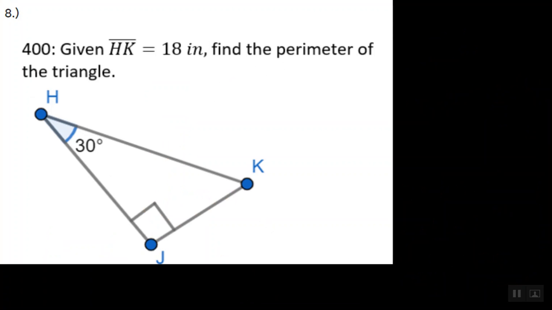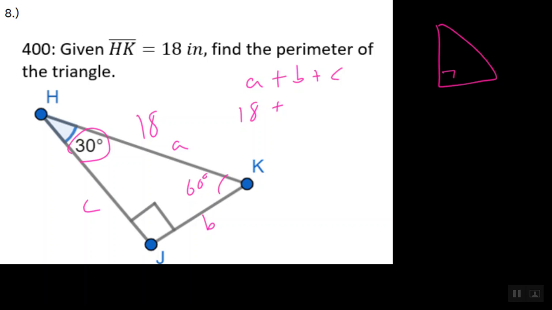Okay, problem number 8. Given HK is 18, so let's go ahead and label that. Find the perimeter of the triangle. So guys, let's say that this side right here was A, and here's B, and here's C. We're really looking for A plus B plus C, where we know that A is already 18. Now the other thing you should know, that if this is 30 degrees, then this must be 60, and we have ourselves a 30, 60, 90 triangle.